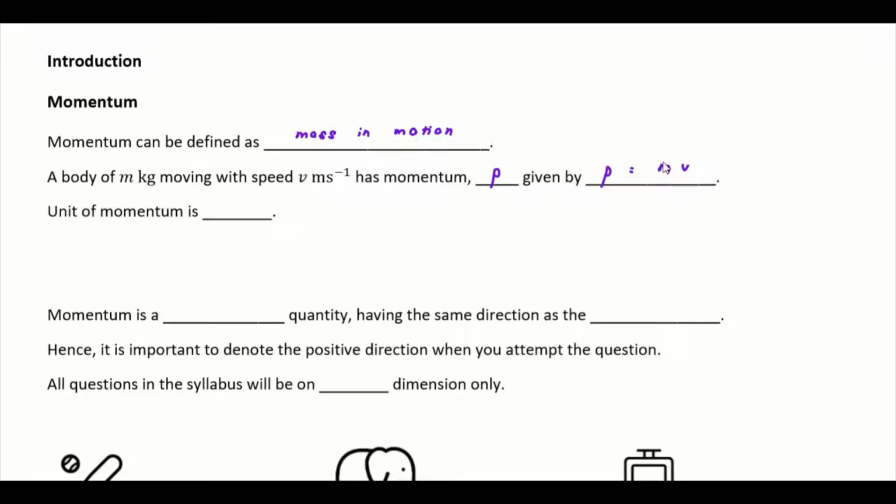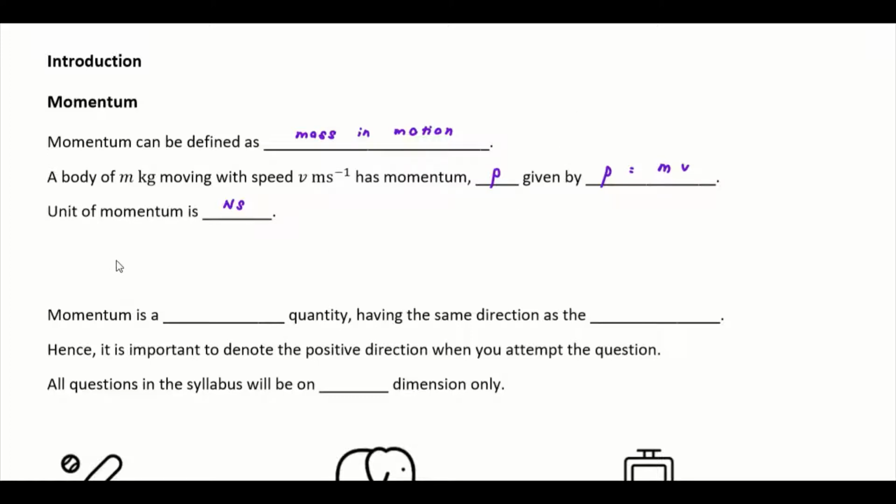Here m is the mass of the object and v is the velocity. In this case they write speed because it's the magnitude; later we are going to talk about the vector nature of it. The unit of momentum is the newton second. You might be wondering why it is newton second.